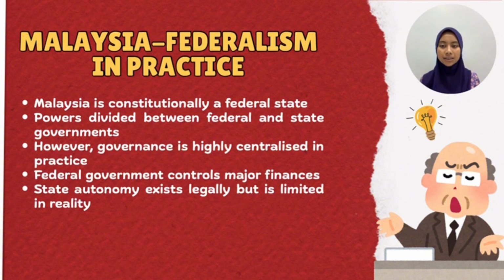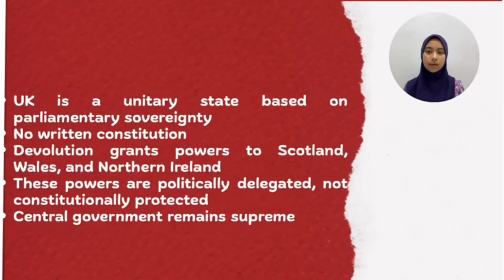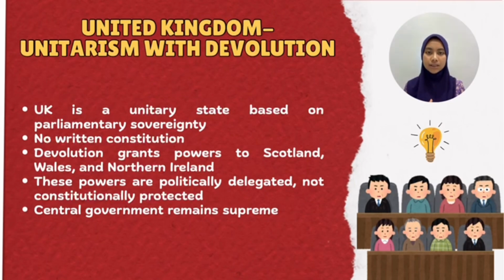To further analyze this, we can compare Malaysia with the United Kingdom. The United Kingdom operates as a unitary state based on parliamentary sovereignty. Through devolution, certain powers are granted to Scotland, Wales, and Northern Ireland. However, these powers are not constitutionally protected, meaning the central government retains ultimate authority.